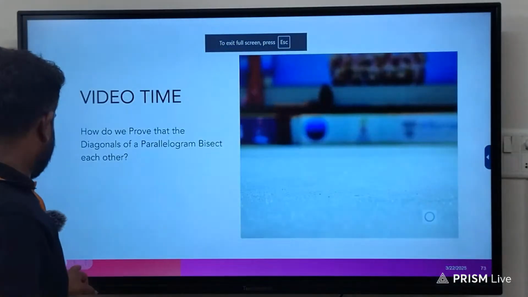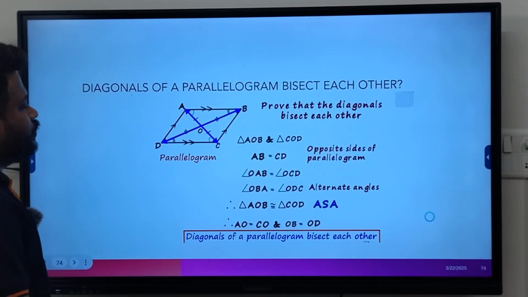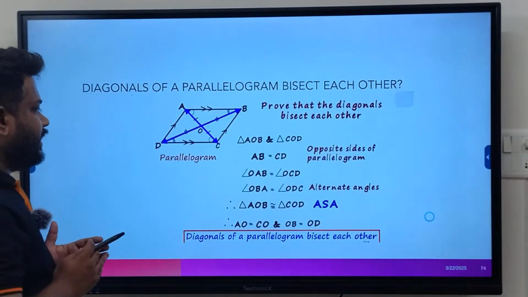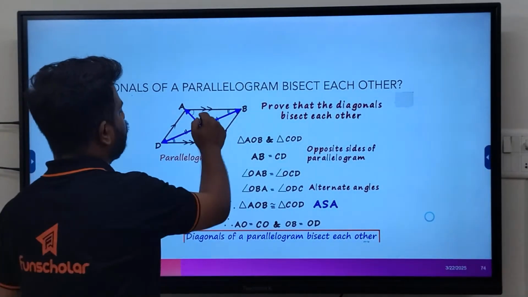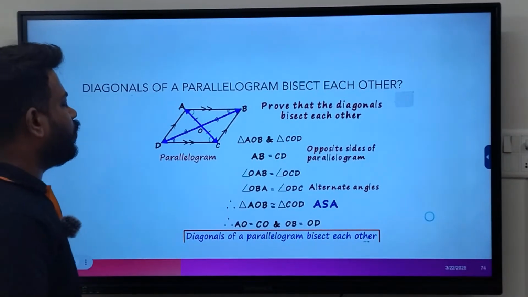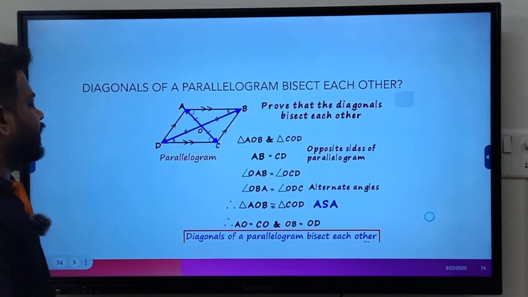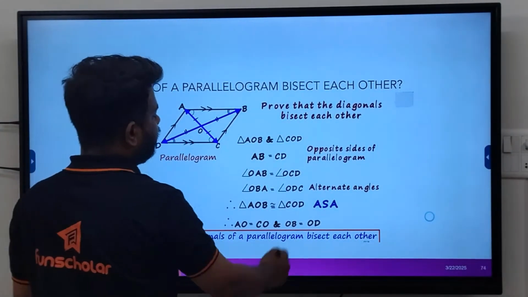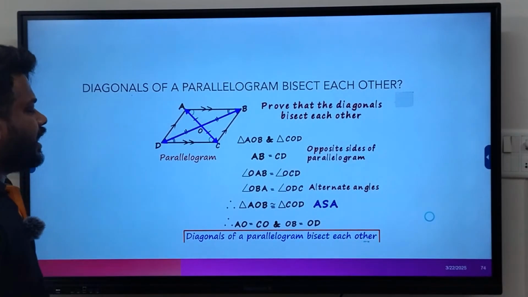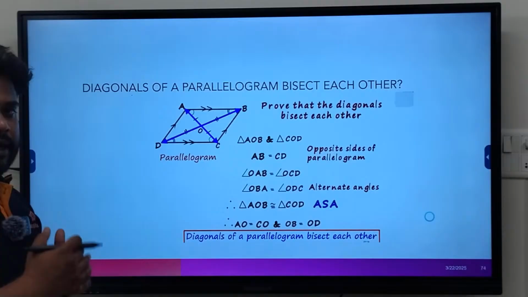Okay, so to prove that diagonals bisect each other, we have to just show that they are bisecting at 90 degrees each. Okay, and to prove that we have to identify two triangles and make them congruent by using the ASA rule, and from the ASA rule we will get that AO equals OC and OB equals OD. That means that this diagonal will be equal to this diagonal, and from this we can say that they are bisecting each other at 90 degrees.